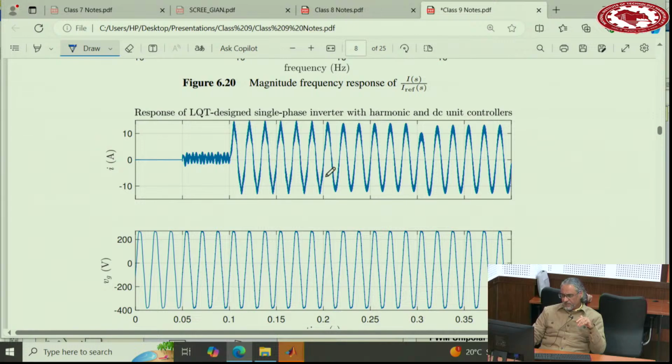Then at this point, 0.2, we enable the harmonics block, the fifth harmonic block. So you see the current becomes sinusoidal. But still it has an offset. Let's compare this one. It has a DC offset. And then when you enable the DC block, it's a little transient, but after that, the DC is removed.